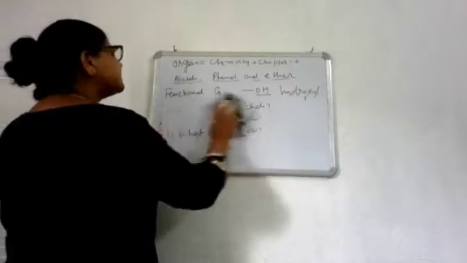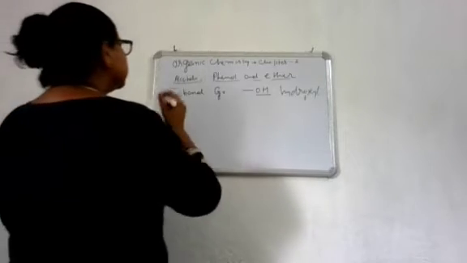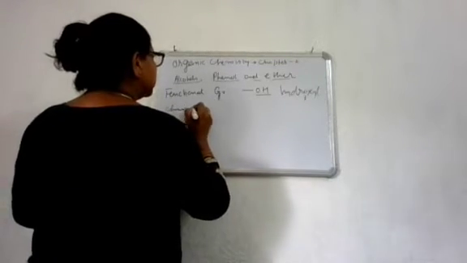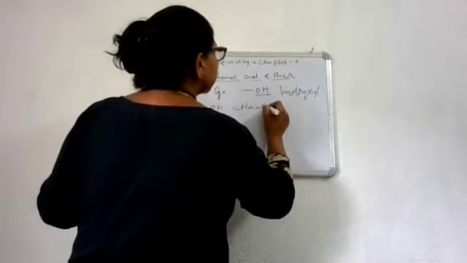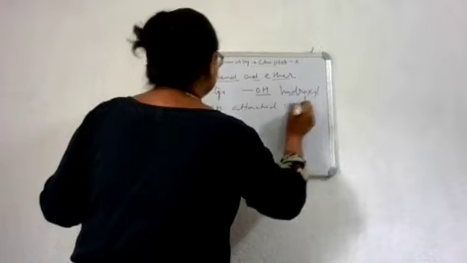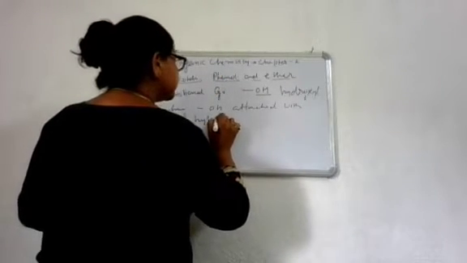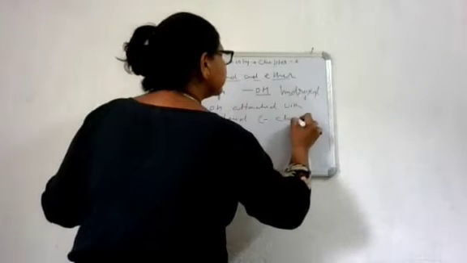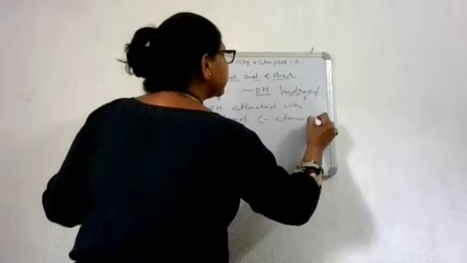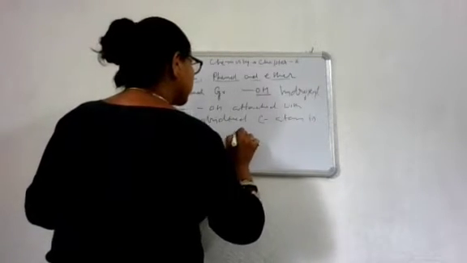So, at first we are going to discuss what alcohols are. When an OH group is attached with an sp3 hybridized carbon atom, it is said to be an alcohol.